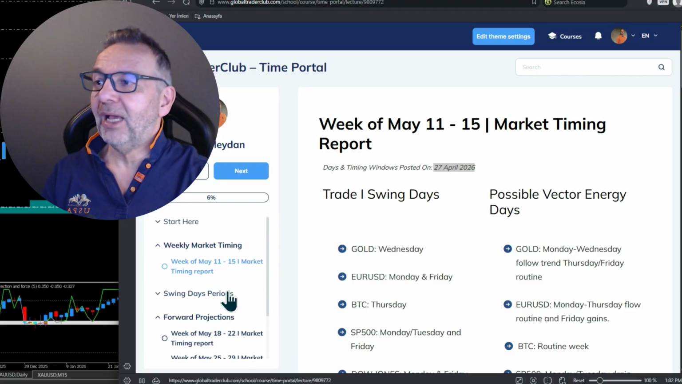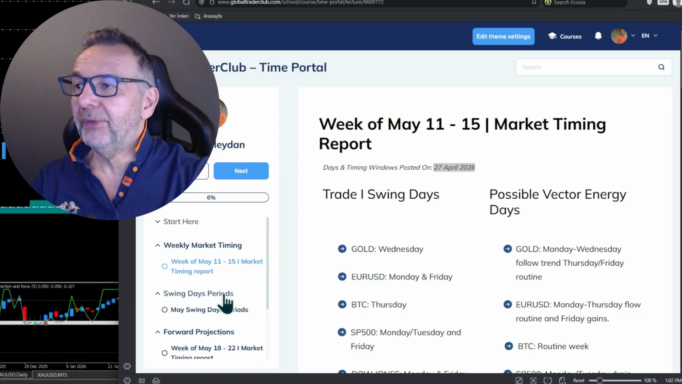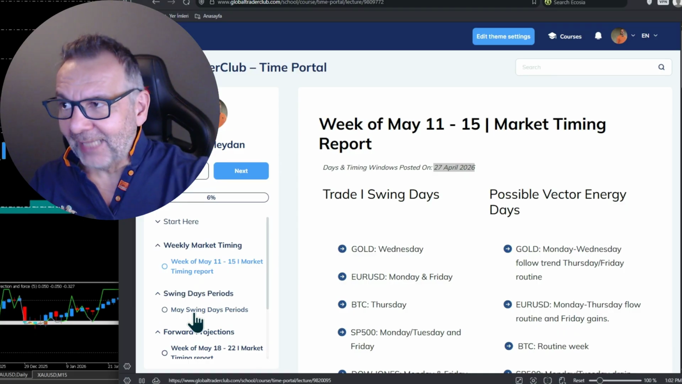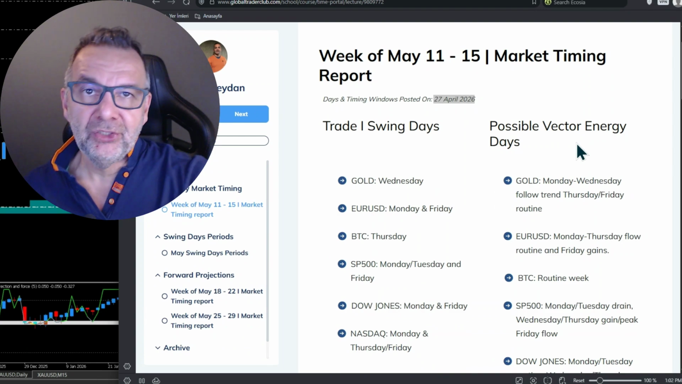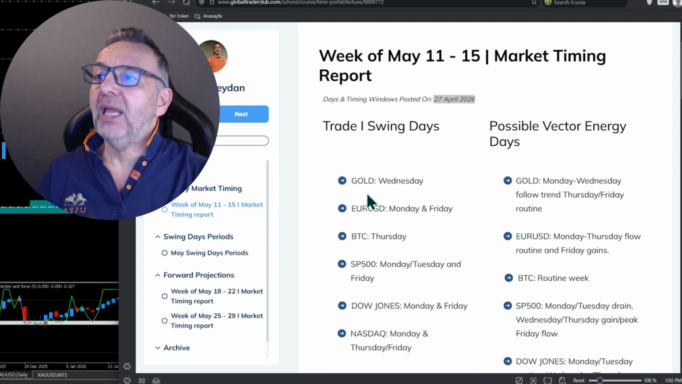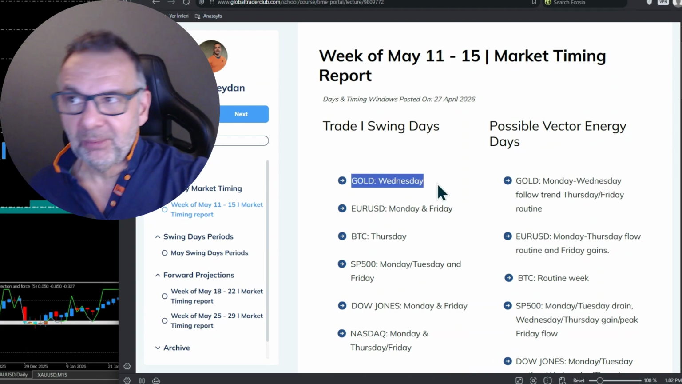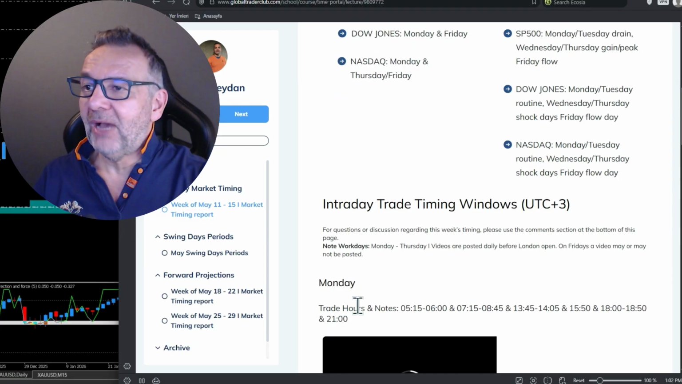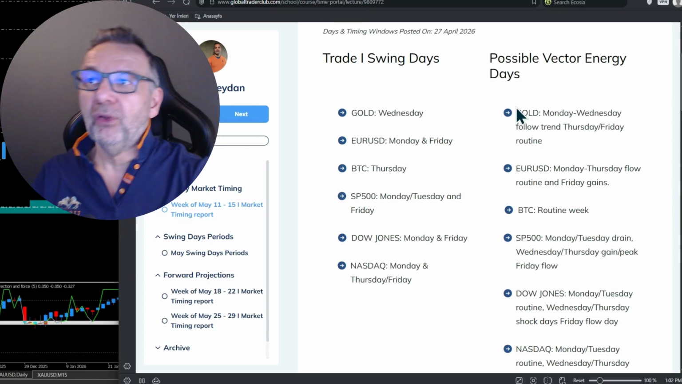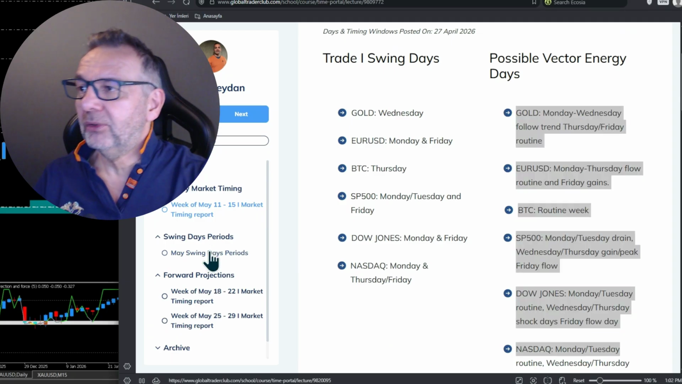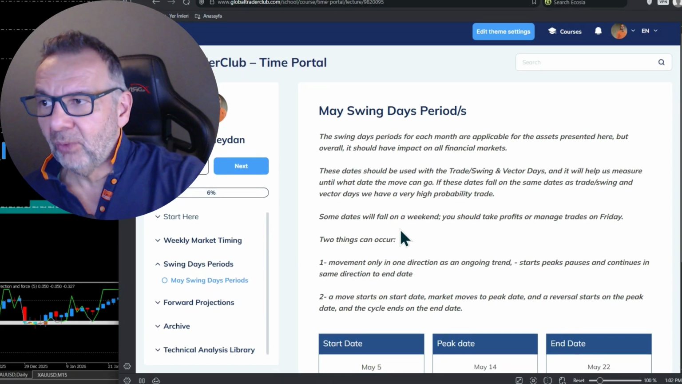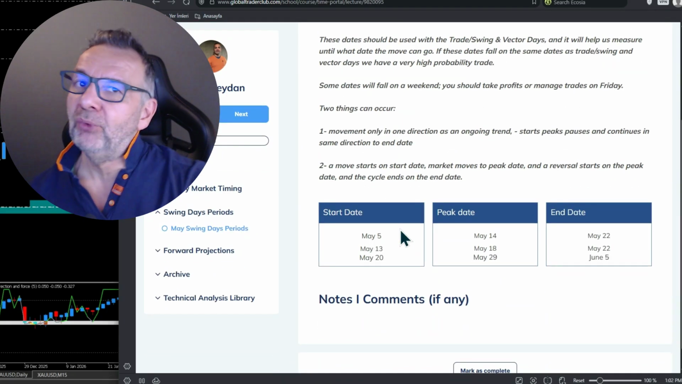In addition to that, what have I done? I added the swing day periods. I've also added the vector energy days this year. So now we've got the trade swing days, which we had before. We've got the intraday hours, which we had before. We've got now the vector days, which is great. And now we've got the swing day periods as well, which is really, really handy.